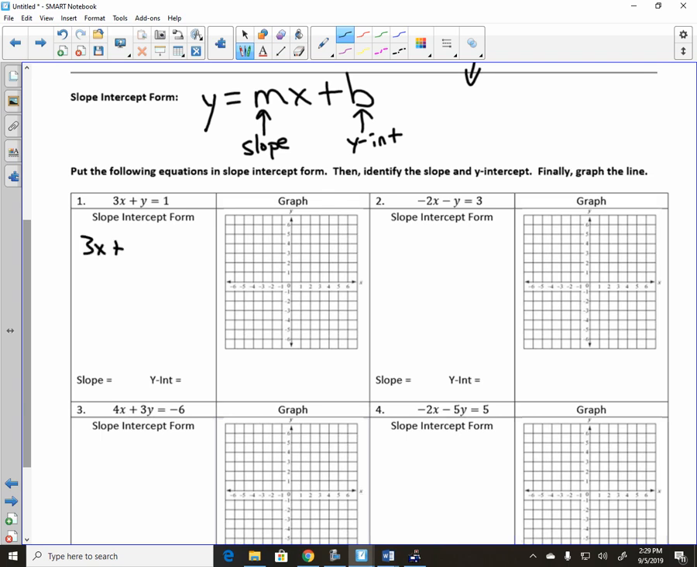So 3x plus y is equal to 1. How do I solve for y? Yep, subtract that 3x over. Can I combine 1 and -3x? No, they're not like terms. So we have a -3x, and we have a +1. So my slope is -3 over 1. My y-intercept, 1. Plot the 1 and use our slope. Down 3 over 1. Down 3 over 1.